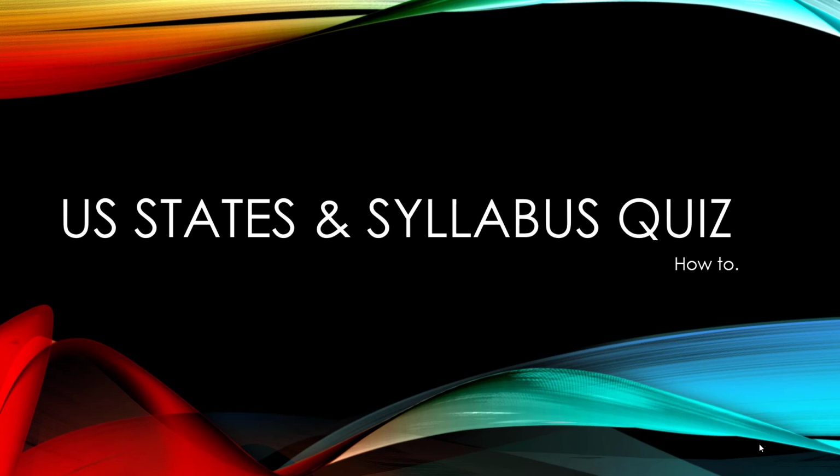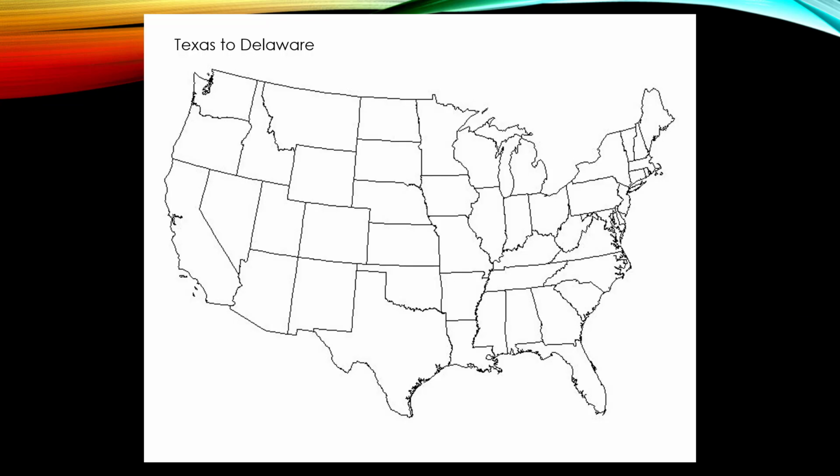The U.S. States and Syllabus quiz will be given once in class. If you don't pass it on that first time, you'll have the chance to take it again whenever you want to. Schedule some office hours or talk to me before or after class to get a chance to sit down and do it again. You can do it over and over and over again until you pass, but you must pass.